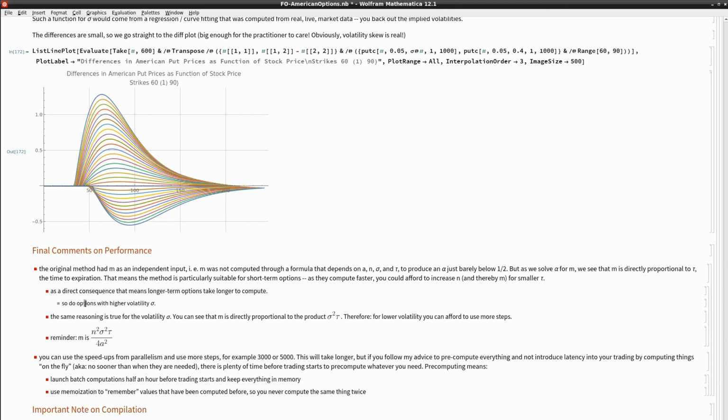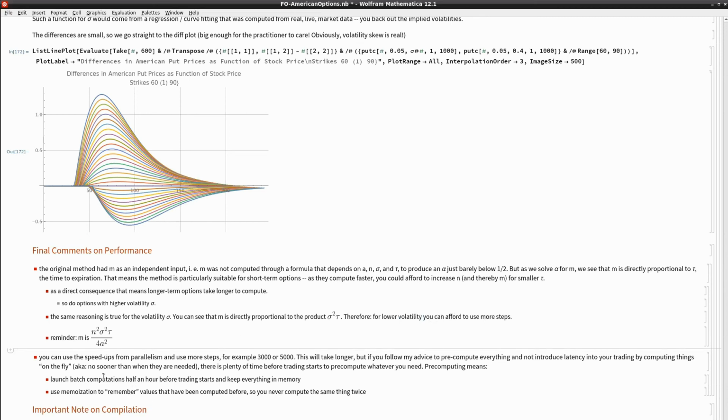And the same is true for higher volatility sigma. Look at the formula for m. It's also proportional with sigma squared. Right? So m is proportional to the square n, the square sigma, and tau. So the same reasoning is true for the volatility sigma. You can see that m is directly proportional to the product of sigma squared tau. Therefore, for lower volatility, you can also afford to use more steps if you want to.